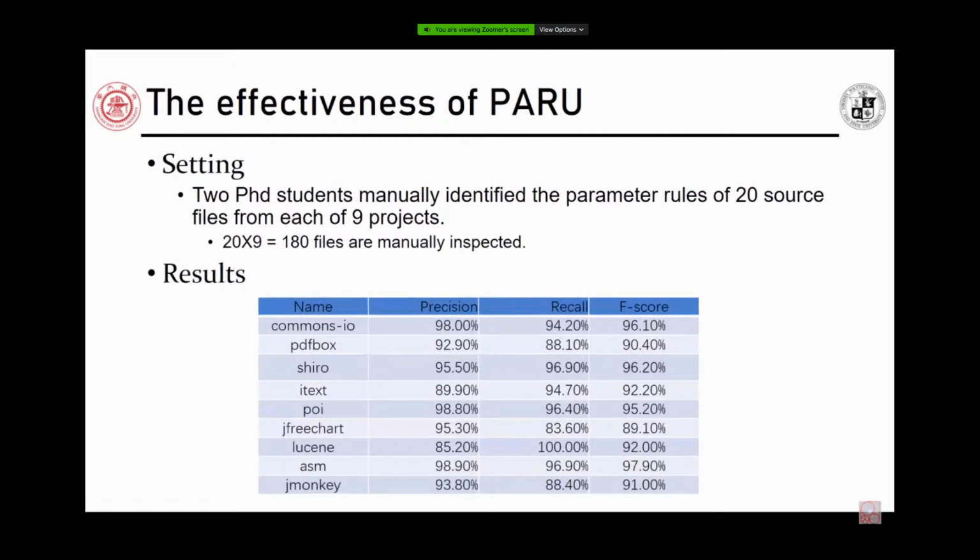To evaluate the effectiveness of our tool, we selected 9 projects, and from each project, we select 20 files. We asked 2 PhD students to manually identify the parameter rules and compare their results with the ones that are identified by our tools. As shown in this table, our tool has correctly identified most parameter rules.